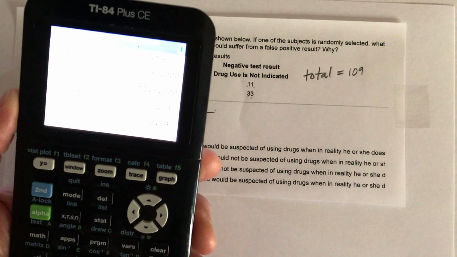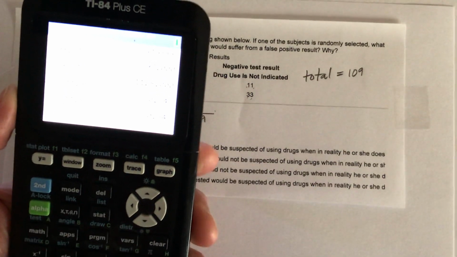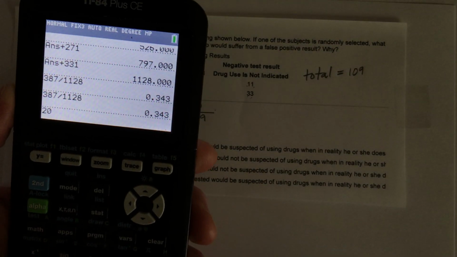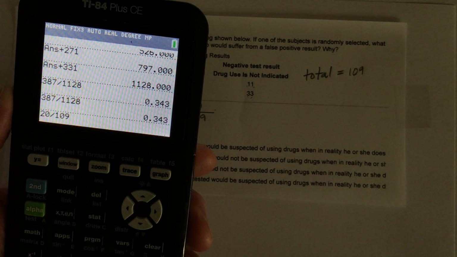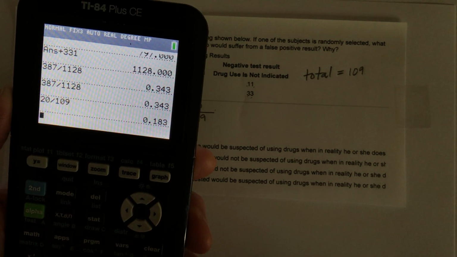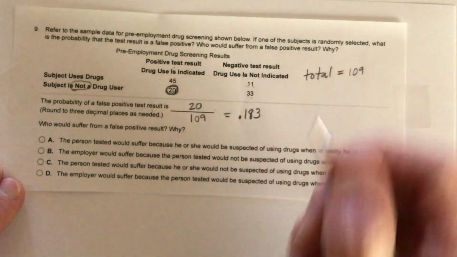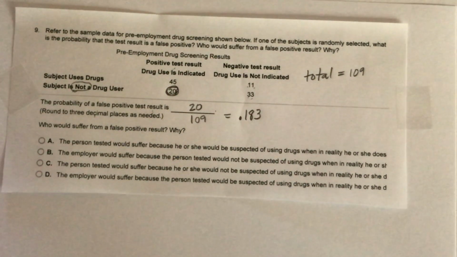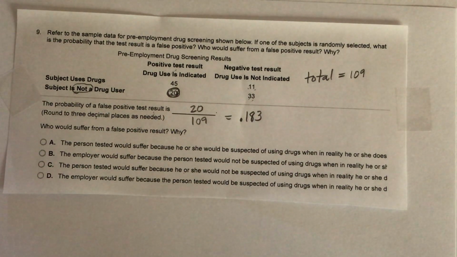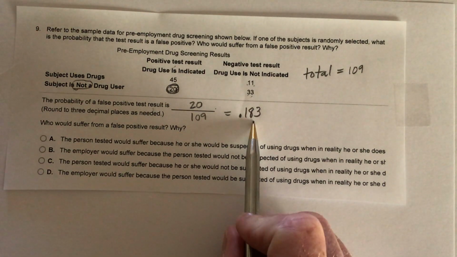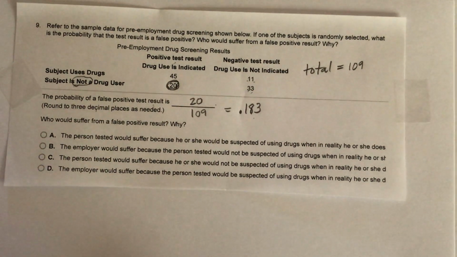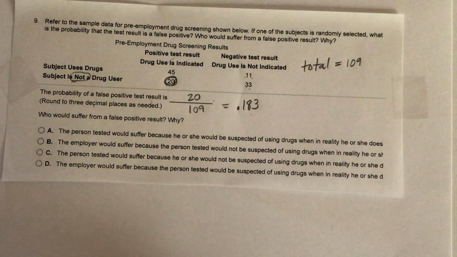So 20 divided by 109. So that's a 0.183, which is actually pretty bad news because that means 18% of the time people are being accused of being a drug user when they're not.